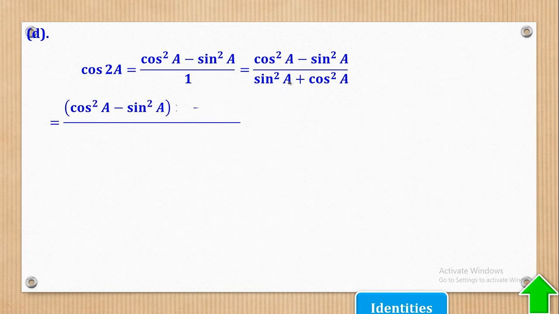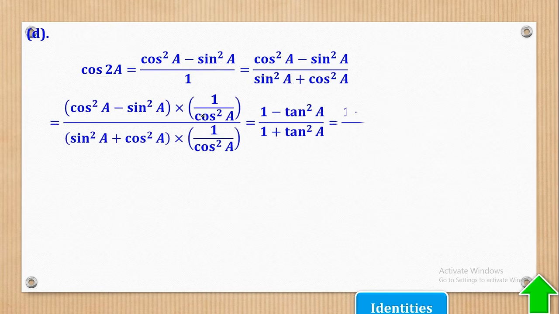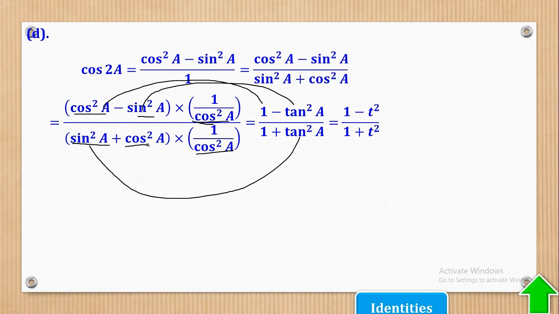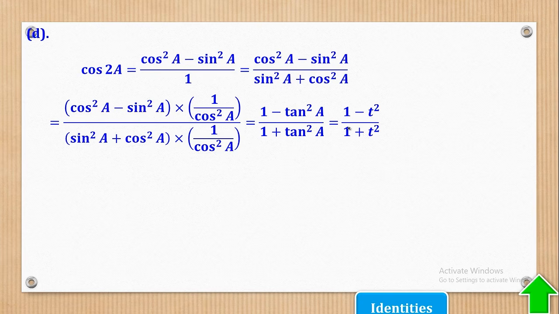Then from there, since they want it in terms of tan, we shall divide both numerator and denominator by cos squared A. So this and this gives you 1, and this with this gives you tan squared A. Then this with this gives you tan squared A, and this with this gives you 1. But remember that t is equal to tan A, so this becomes t squared and this becomes t squared, and basically that is what they wanted.